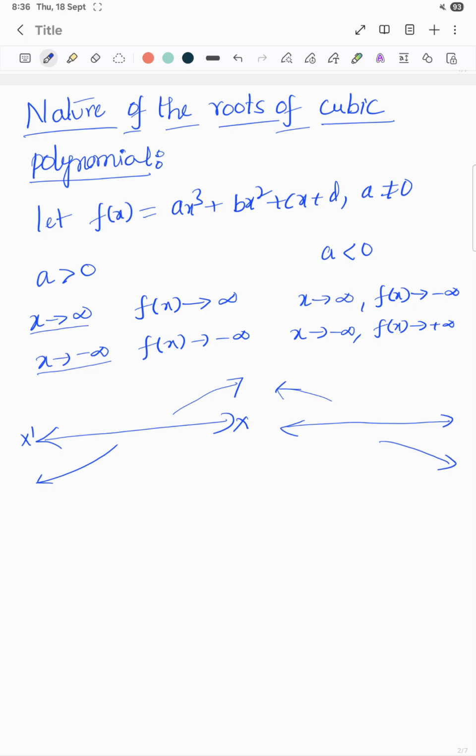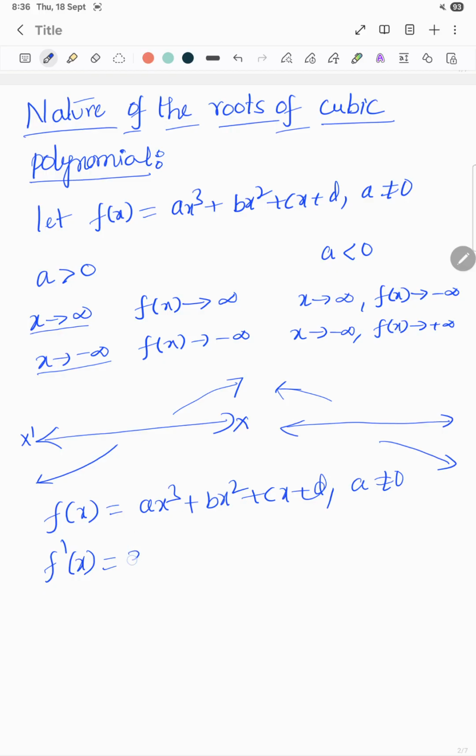In this video, we will be discussing the nature of the roots of a cubic polynomial using differentiation. That is, what is f of x? We have ax cube plus bx square plus cx plus d, where a is non-zero. If you find the differentiation, ax cube gives 3ax square, bx square gives 2bx, the derivative of cx is c, and d is 0. So this is f dash of x.